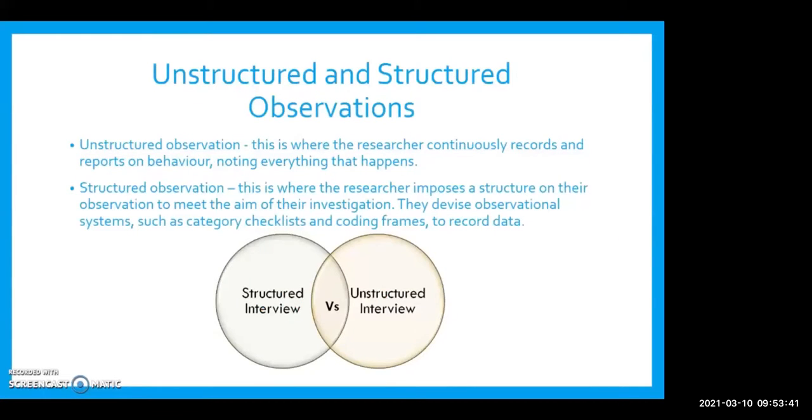Unstructured and structured observations. Unstructured observation, this is where the researcher continuously records and reports on behavior, noting everything that happens. Structured observation. This is where the researcher imposes a structure on their observation to meet the aim of their investigation. They devise observational systems such as category checklists and coding frames to record data.